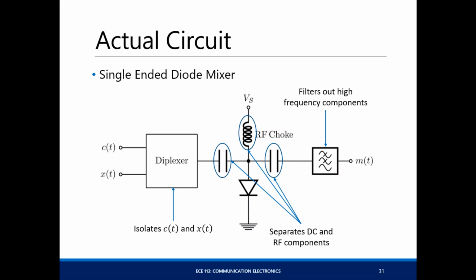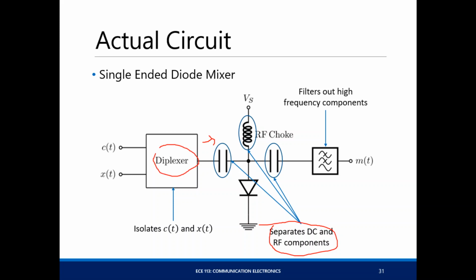This is a single-ended diode mixer. Okay? This diplexer right here adds C of t and X of t. Right? So this diplexer actually isolates C of t and X of t, so they won't interfere with each other. These three components separate the DC and RF components. Okay? So a capacitor is open to DC, but is short to very high frequencies.